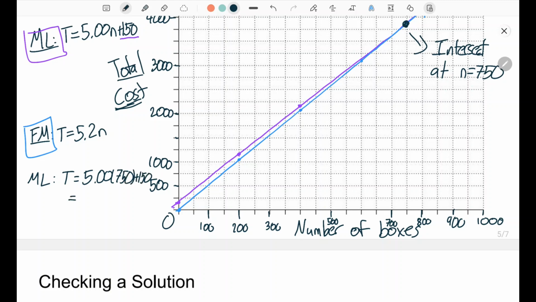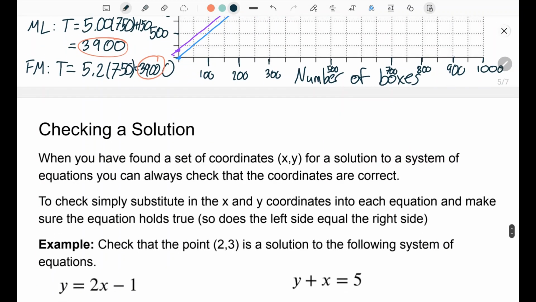And if you calculate that out, 5 times 750 will give you 3,750. But then you have to add 150, so you're going to get 3,900. At the farmer's market, well, 5.2 times 750, guess what that's going to get you? Again, 3,900. So you get the same answer, which is what we were looking for. All right. So that was how we could check our solution.